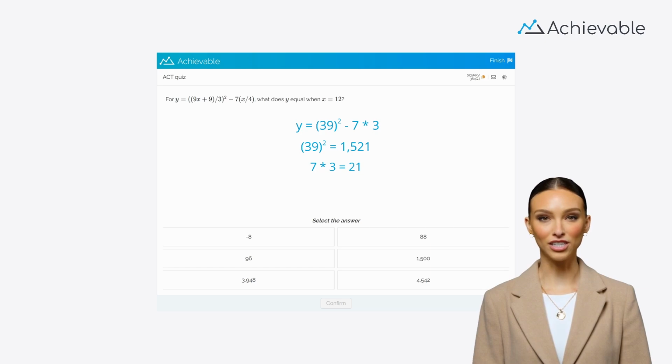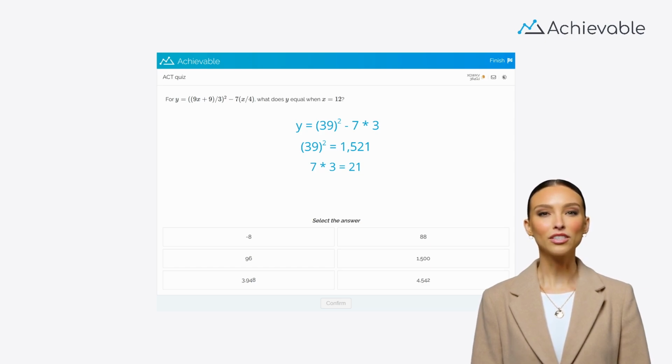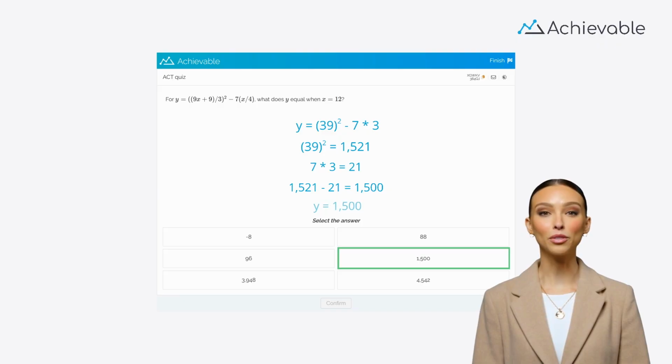Final step, subtraction. Subtract 21 from 1,521, and we get our final answer. Y equals 1,500. So, when x equals 12, y equals 1,500. Remember, always follow the PEMDAS order: parentheses, exponents, multiplication and division, addition and subtraction.